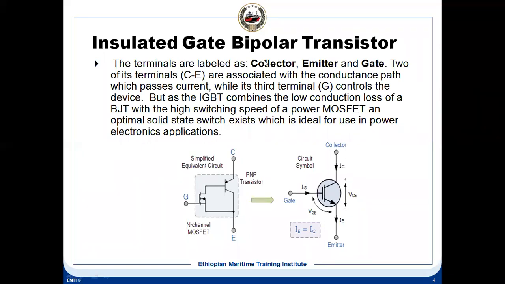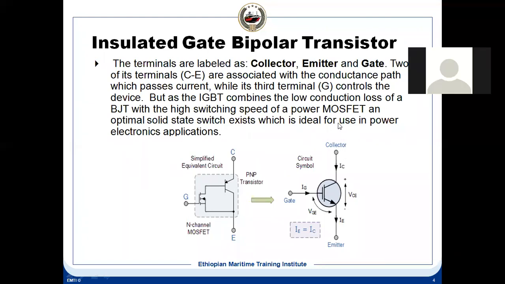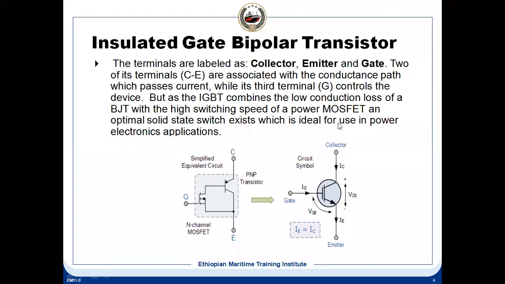BJT is a current control device. MOSFET is a voltage control device. Why is it known as a current control device? In case of a BJT, a small current at the base terminal controls the current flowing between emitter and collector. In case of a MOSFET, we call it a voltage control device because the voltage at the gate controls the current flowing between the source and drain. So it is a voltage control device.